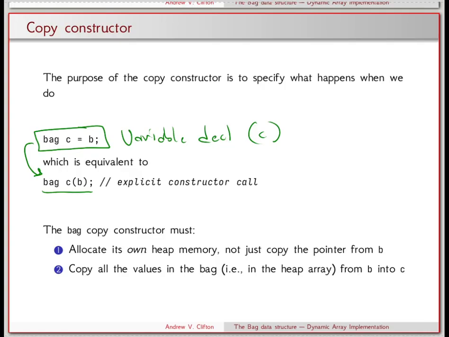So the copy constructor has to do two things. It has to allocate its own heap memory. It can't just copy the pointer. We don't want to have two pointers pointing at the same thing. It has to give itself its own separate new chunk of memory. And then it has to copy everything from the original into the new one. And this is going to involve a loop to copy all the stuff in the array.